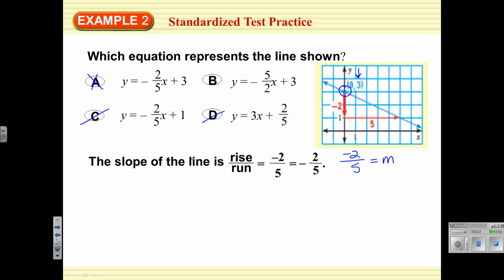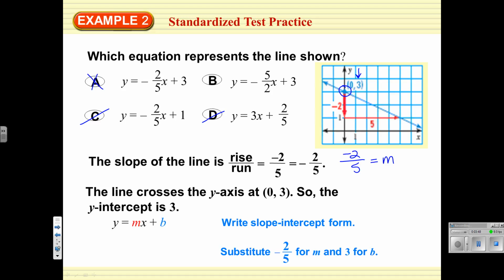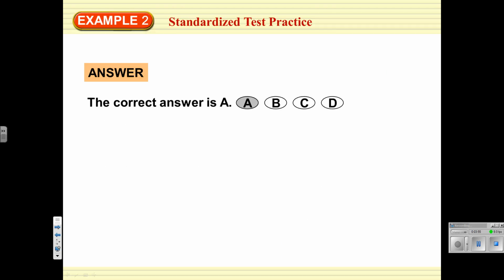And it says the slope of the line is your rise over your run, and they show you there the same thing I just showed you. And the line crosses the y-axis at (0, 3), so the y-intercept is 3. So therefore, we substitute those values in, and there's our equation. So that's why A is the right answer. Okay, so the correct answer is A. Yay! On example 2, it doesn't talk about counting, but that's what you're doing, counting and going over.